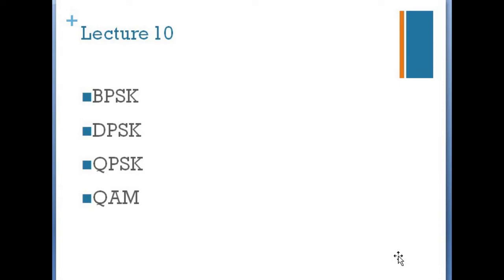So today we'll be discussing the following digital modulation techniques: BPSK, binary phase shift keying; DPSK, differential phase shift keying; QPSK, quadrature phase shift keying; and QAM, quadrature amplitude modulation.